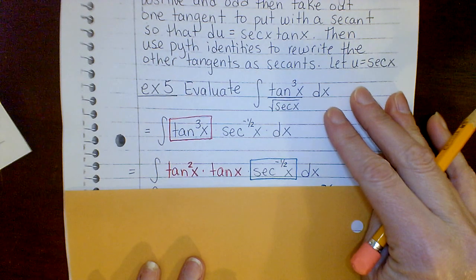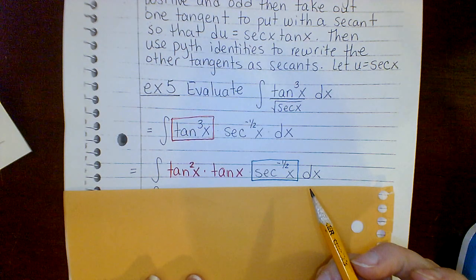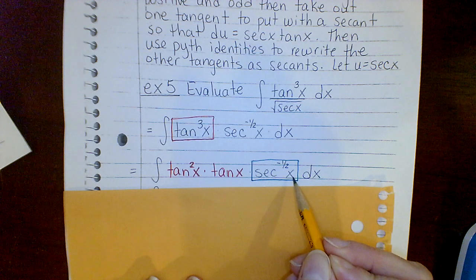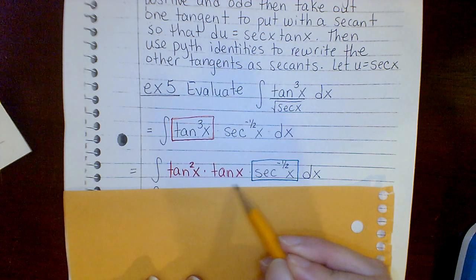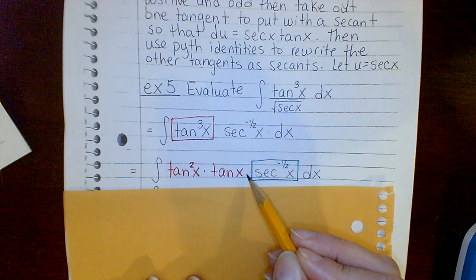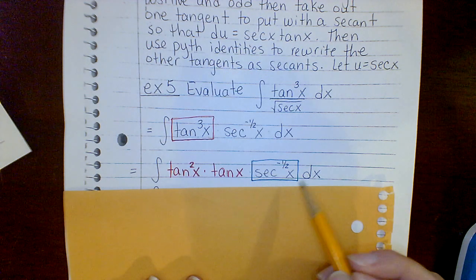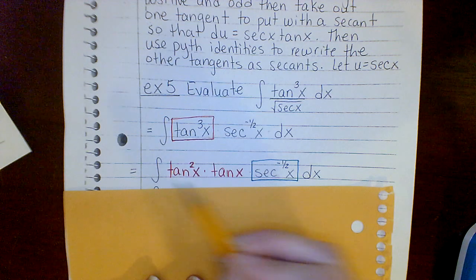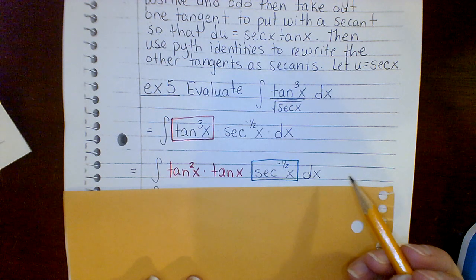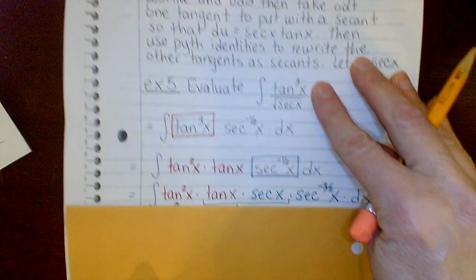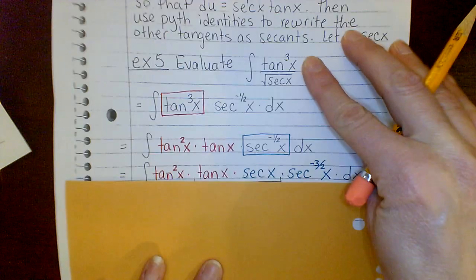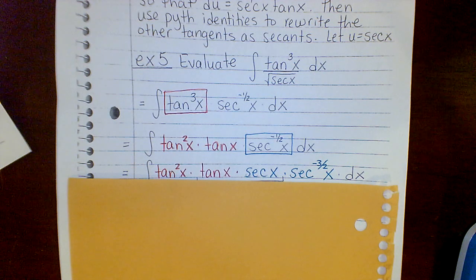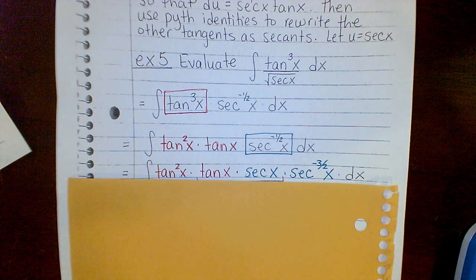Oh, well that's weird, because if I let u be secant, I don't have another secant to put with this for my du. See what I'm saying? If I go ahead and replace this with the Pythagorean identity, it almost looks like I don't have enough secants to go around. And you're right, I don't. So I'm going to have to compensate for that. And this is where it starts getting really weird, because it looks like I'm using some dark magic or something. I'm just making stuff up as I go.